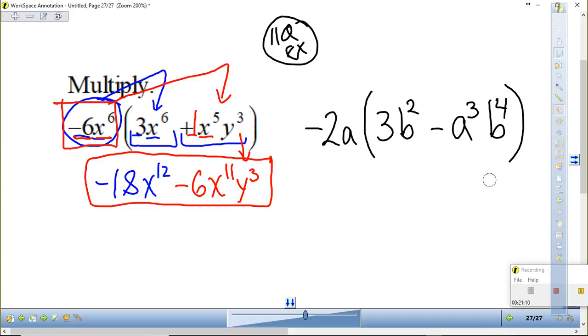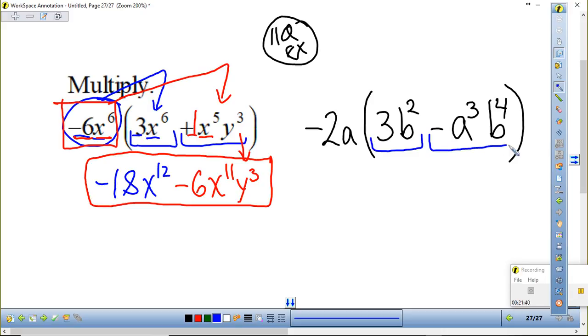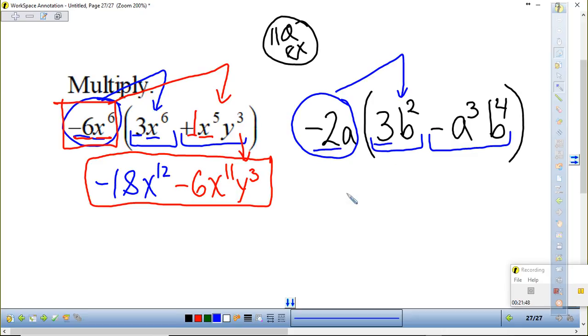You got it? Let's see. How many terms inside? 1, 2 terms. Okay? So, times the first term. What is negative 2 times 3? Negative 6. What is a times b squared? Or is there another a here? No, we just write it like so. A and b squared.